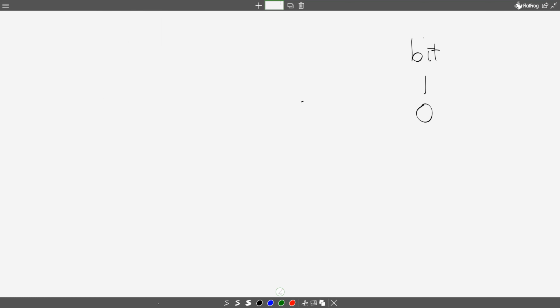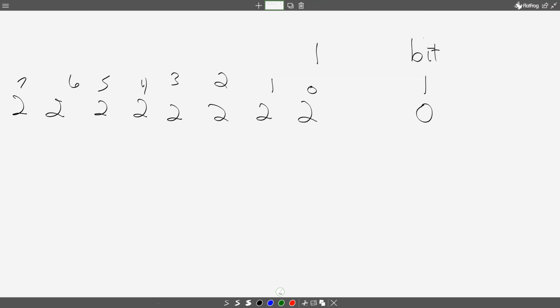So for us in the world that we're inhabiting, it's 2 to the 0, 2 to the 1, 2 to the 2, 2 to the 3, 2 to the 4, 2 to the 5, 2 to the 6, and 2 to the 7th. And each one of these has a value at that position. So 2 to the 0 is 1, 2 to the 1 is 2, and 4. Now what do we got here? 8. Keep going. We got 16, 32, 64, and 128.